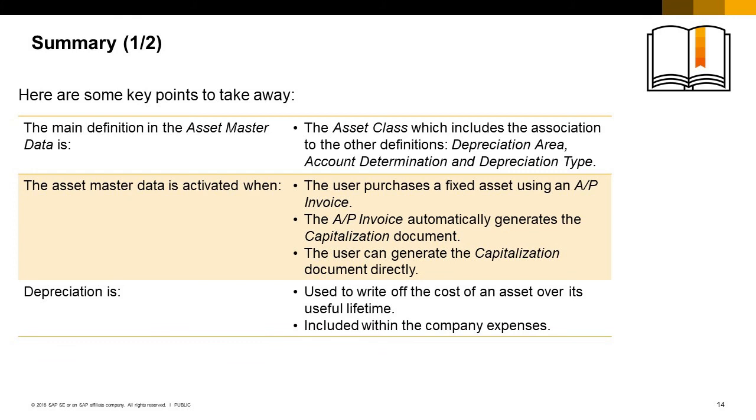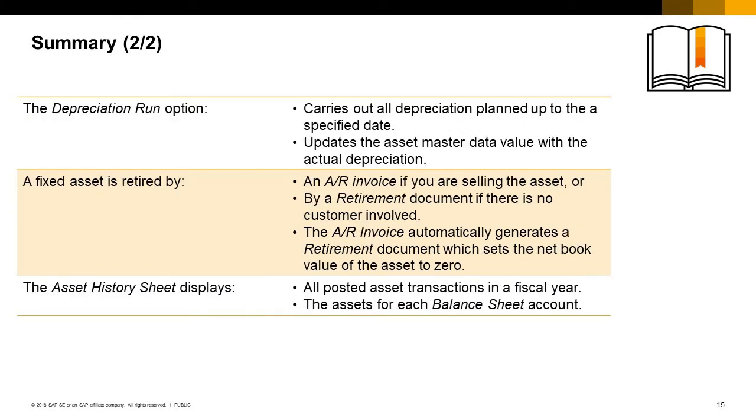Depreciation is used to write off the cost of an asset over its useful life. Depreciation is included as a company expense. The depreciation run option carries out all depreciation planned up to a specified date and updates the asset master data value with the actual depreciation.